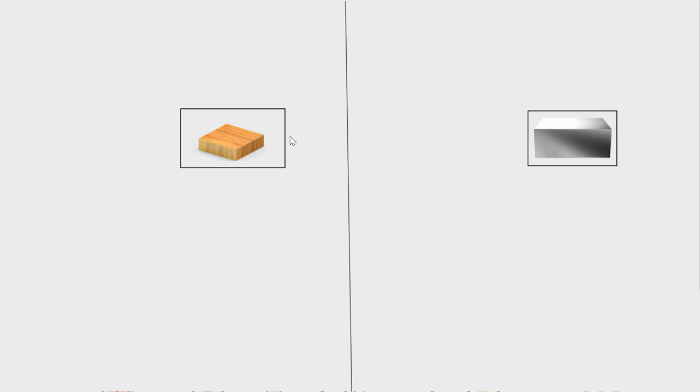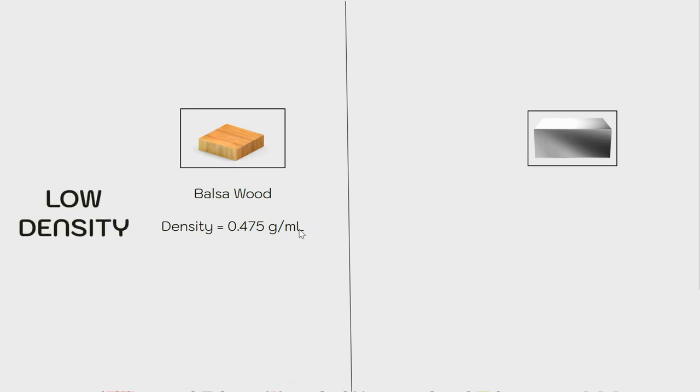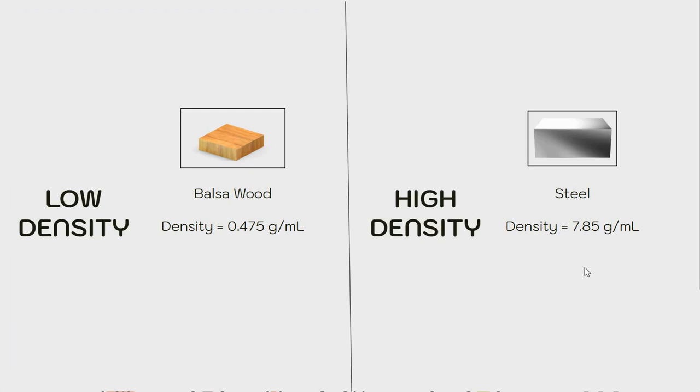So let's take this block of wood from before and compare it to a block of steel. The block of balsa wood would have a very low density of 0.475 grams per milliliter. Now, I call this a low density pretty much because it's below 1 gram per milliliter. That's typically what we'd say would be low versus high density. The steel, on the other hand, has a very high density, 7.85 grams per milliliter. Because it's above that 1 gram per milliliter, it would have a higher density.